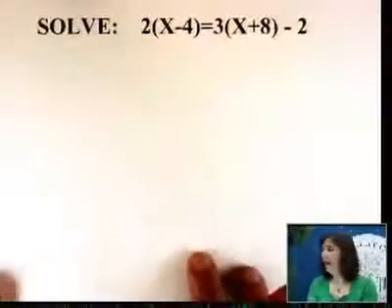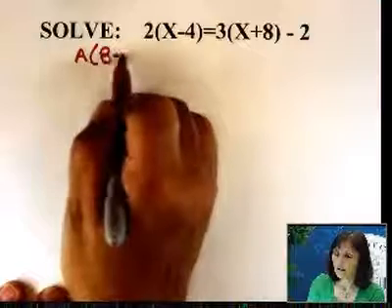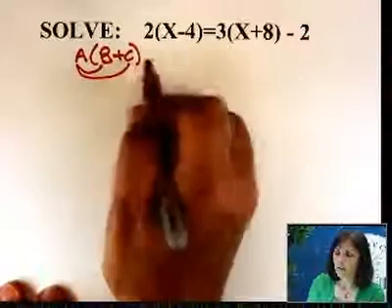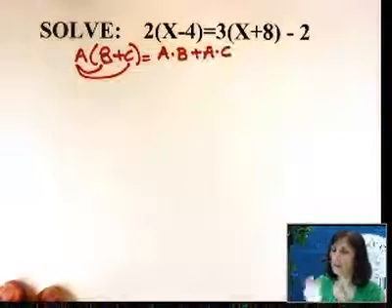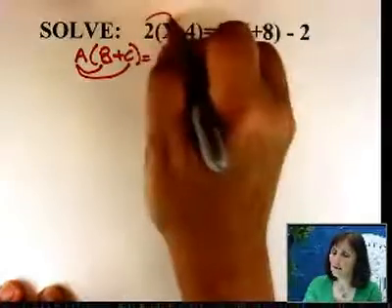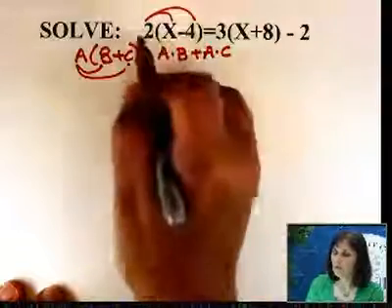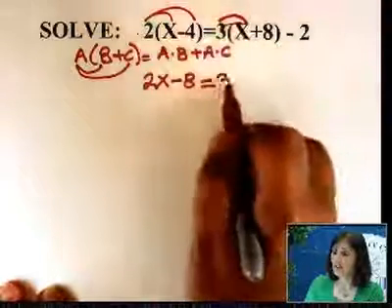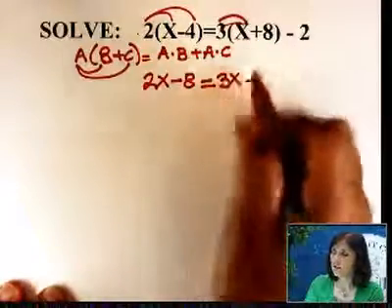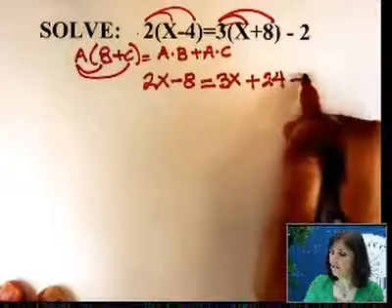All right. Now I'm going to use the distributive property. The distributive property says if you have something like this, you can write A times B plus A times C. All right, so I'm going to use that property in the first one. 2 times x is 2x. 2 times 4 is 8. And you had a positive and a negative, so that's a negative. Equals 3 times x is 3x plus 3 times 8 is 24. And now you have a negative 2.